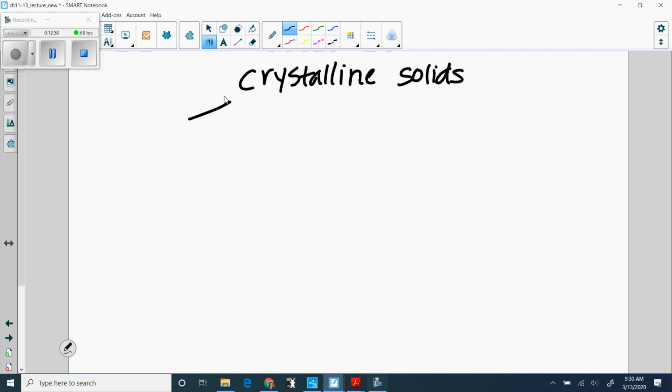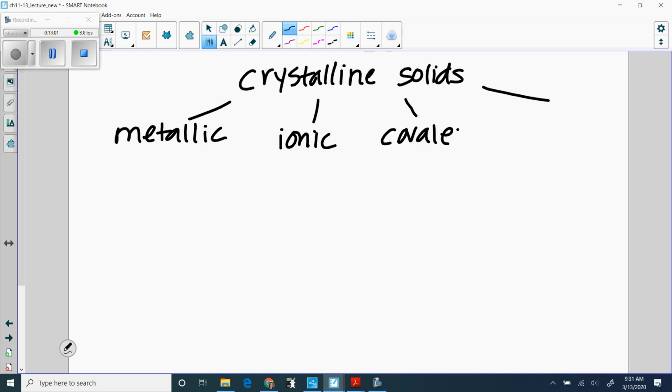4 different types of crystalline solids. The first type, I wanted to remember. Metallic. Then ionic. Then something we've never heard of before, covalent network. And the last one is molecular.